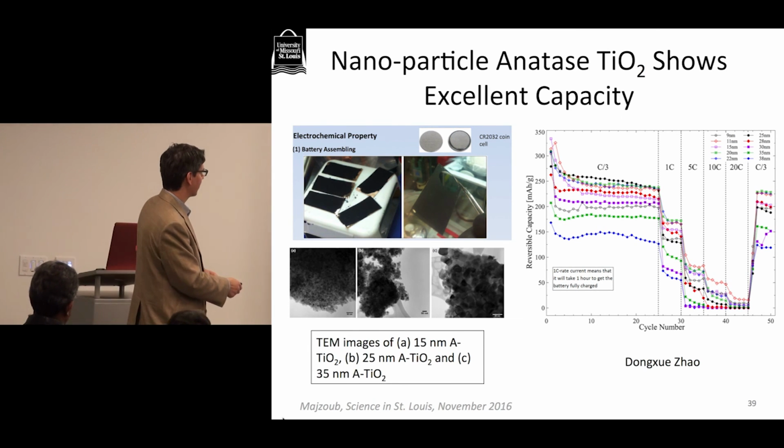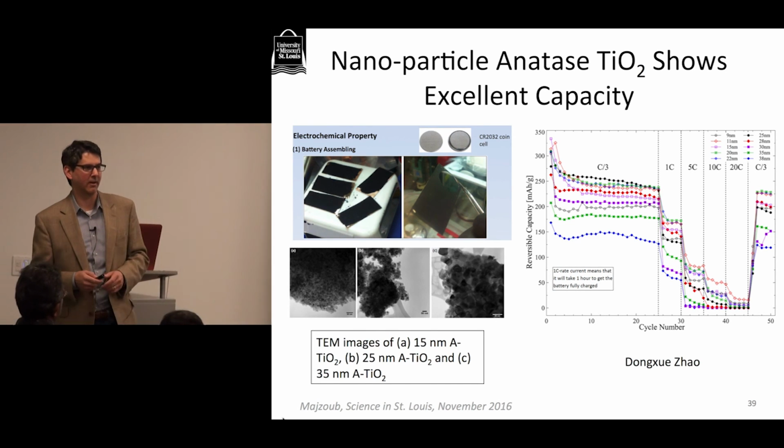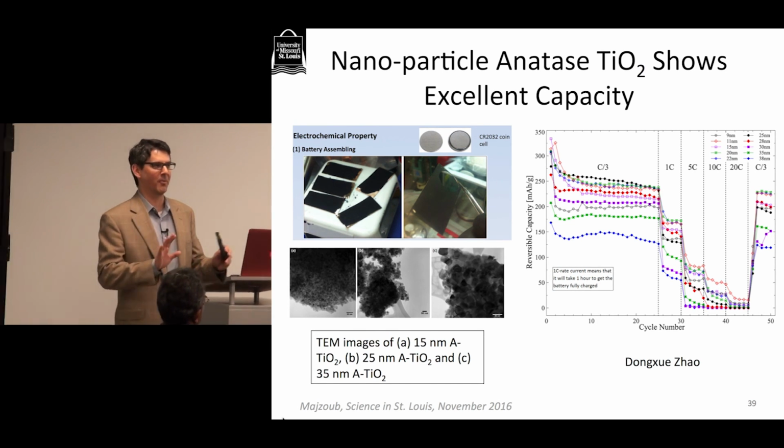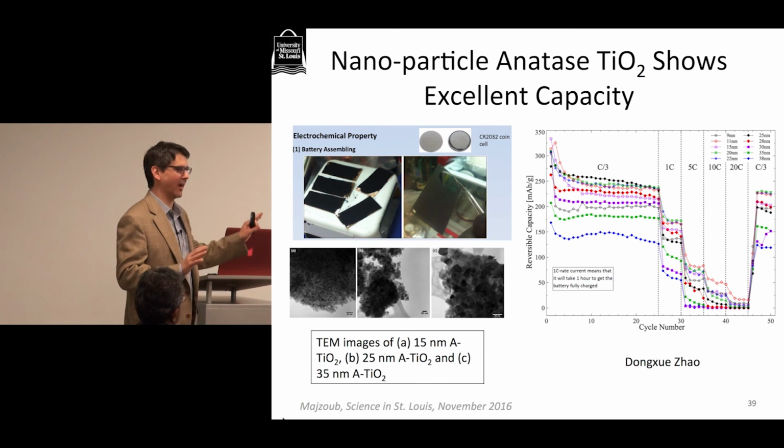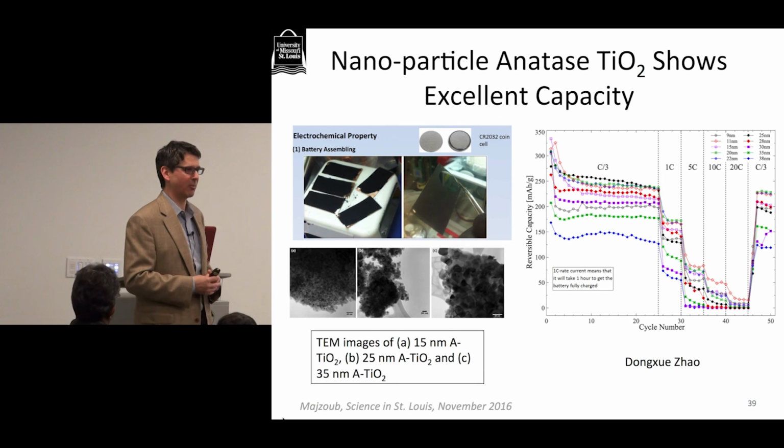But this is one material that we looked at for lithium-ion batteries. But there are many. This lithium-ion research is probably a much larger area of research actually, because it's so commercially viable.